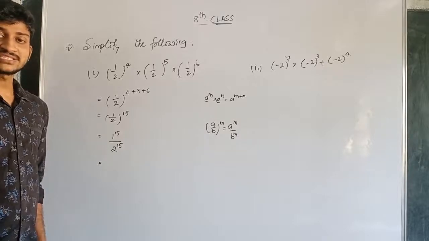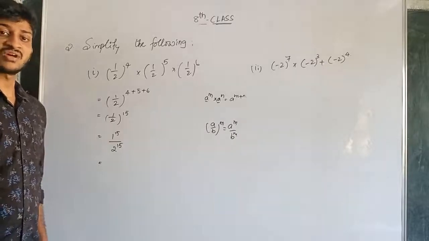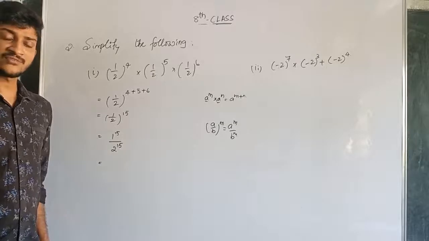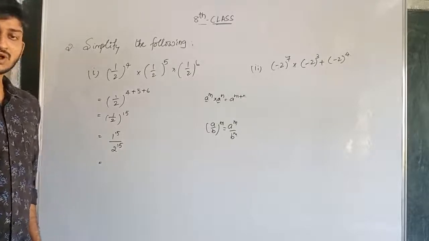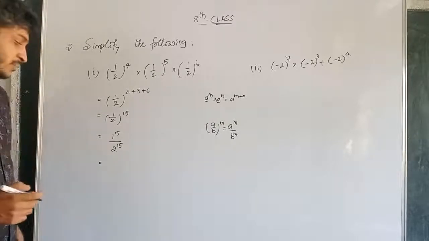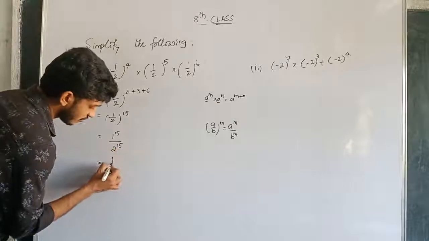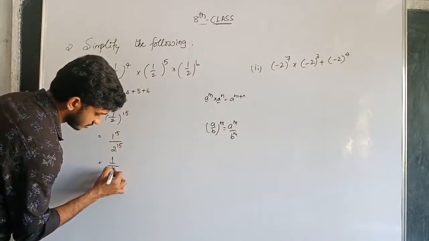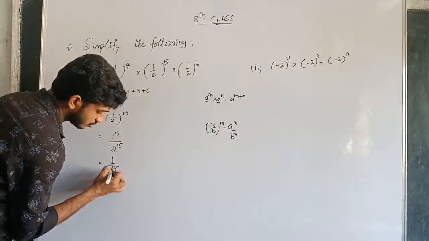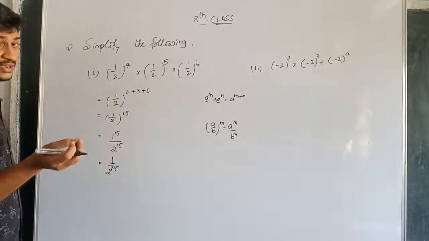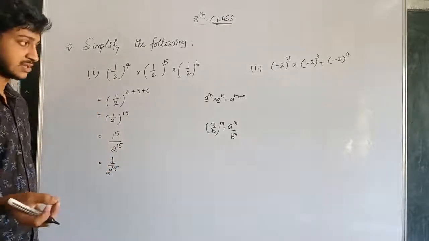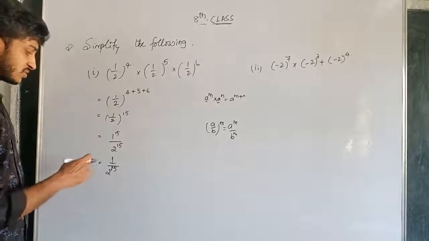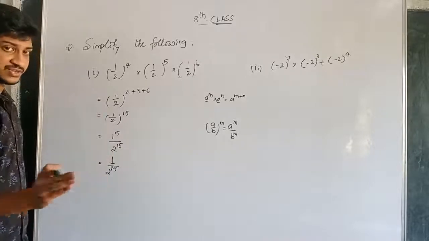1 power anything is equal to 1. 1 power 100 is also 1. 1 power 2000 is also 1. 1 power 1 lakh is also 1. So 1 power anything is equal to 1 only. So 1^15 by 2^15 is 1 by 2^15. If you want to know the value of 2^15, then find the value, okay. Okay children, so what is the solution here? 1 by 2^15, okay.